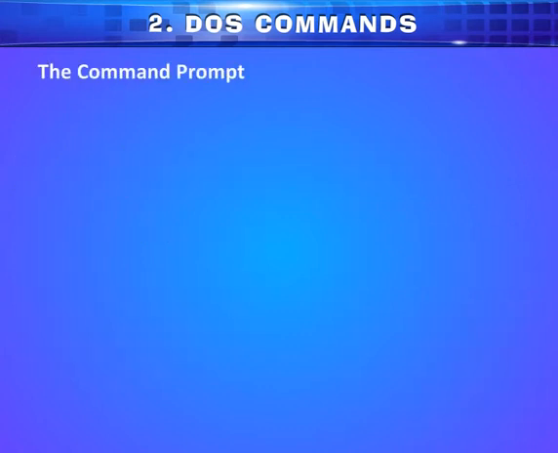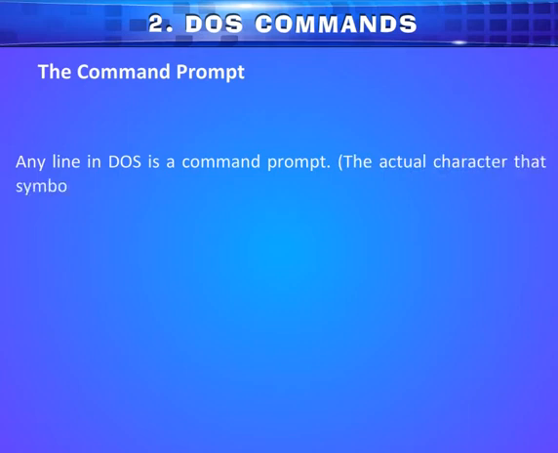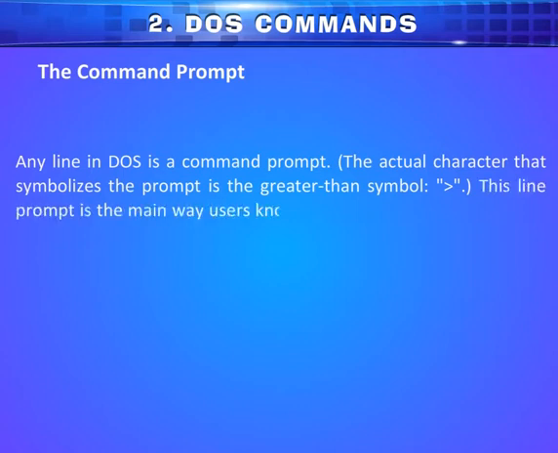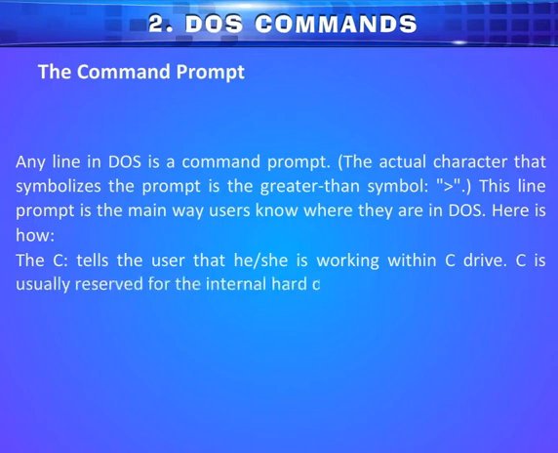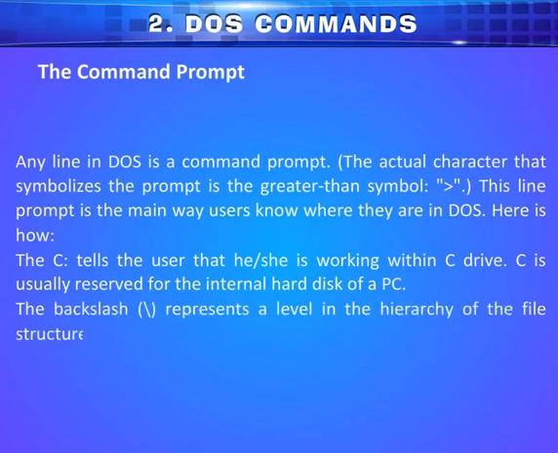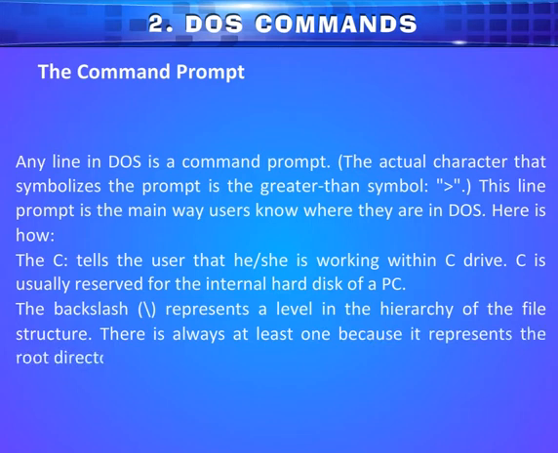The command prompt. Any line in DOS is a command prompt. The actual character that symbolizes the prompt is the greater than symbol. This line prompt is the main way users know where they are in DOS. Here is how the C: tells the user that he/she is working within C drive. C is usually reserved for the internal hard disk of a PC. The backslash represents a level in the hierarchy of the file structure. There is always at least one because it represents the root directory, the very first level of your hard disk.